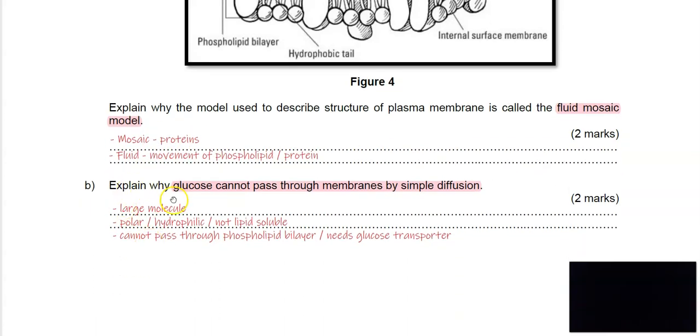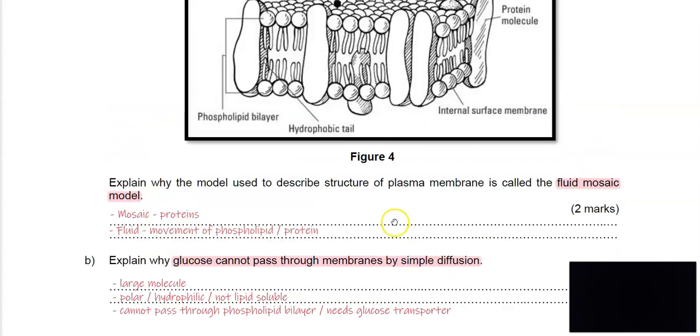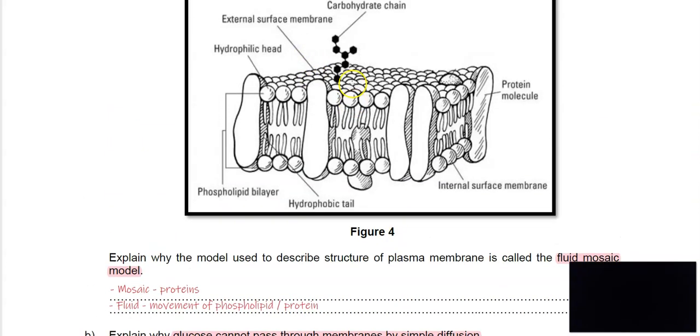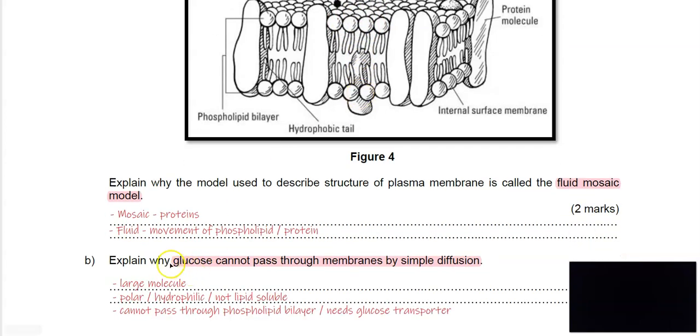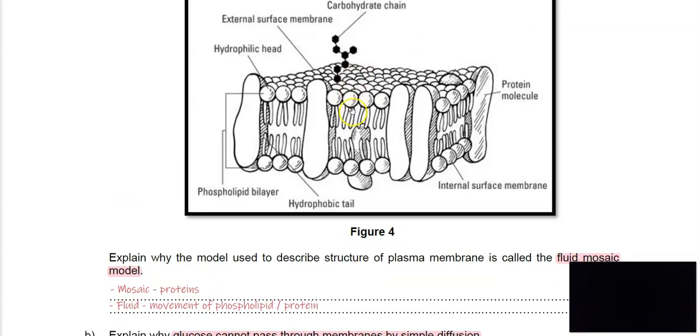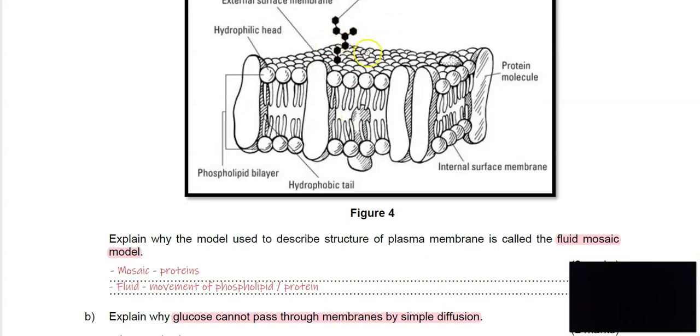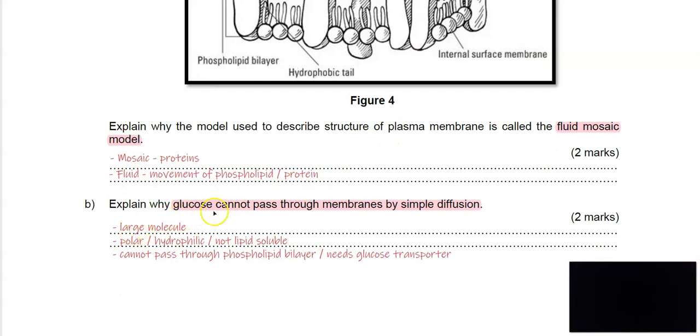Okay, so B, explain why glucose cannot pass through the membrane by simple diffusion. The major component of the plasma membrane is made up of phospholipid molecules, lipid. Glucose is a polar molecule, so glucose cannot easily diffuse through the membrane. It has to enter into the cell through the membrane using a transport protein. So glucose basically is a large molecule.